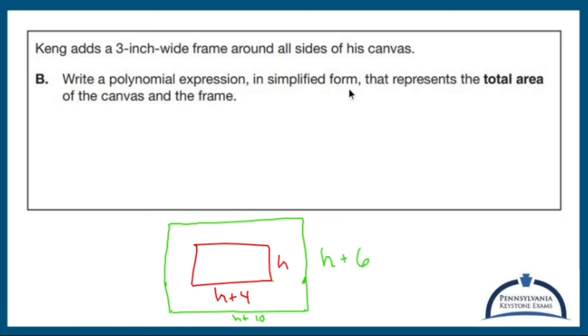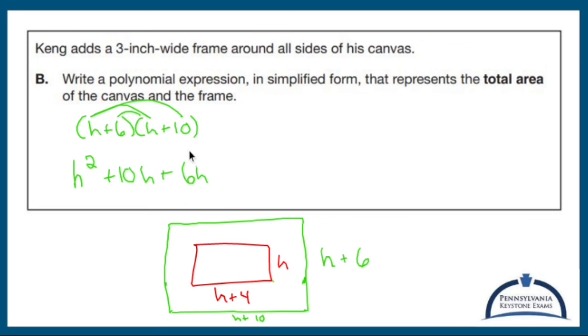Write a polynomial expression in simplified form that represents the total area of the canvas and the frame. So that's going to be this whole thing, h plus 6 times h plus 10. So that's going to be FOIL. First, which is h times h, h squared. Outer, which is h times 10, 10h. Inner, which is 6 times h, 6h. Last, which is 6 times 10, 60. Combine the like terms in the middle, and you have h squared plus 16h plus 60.